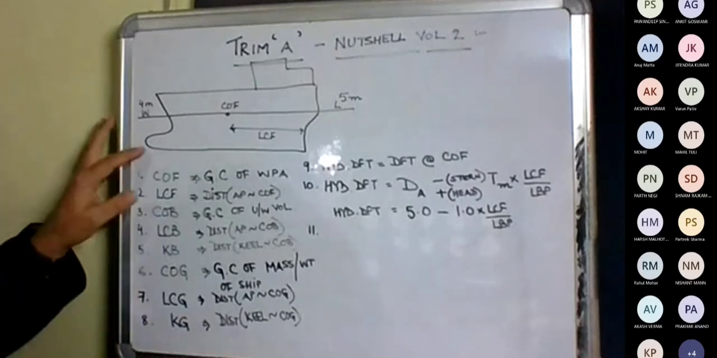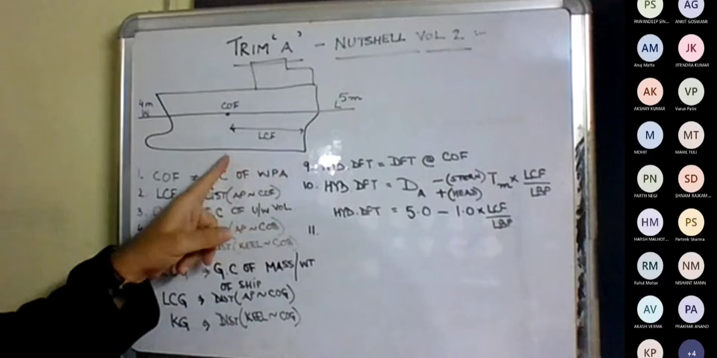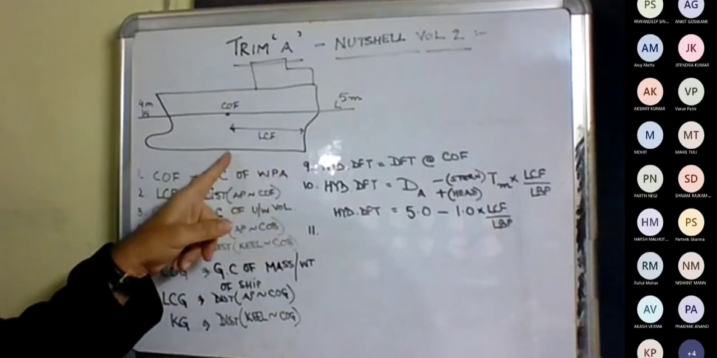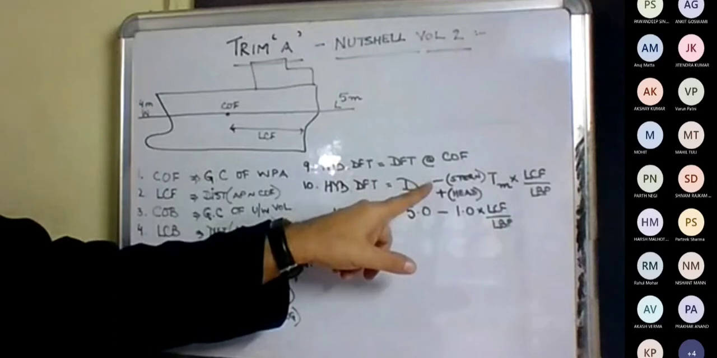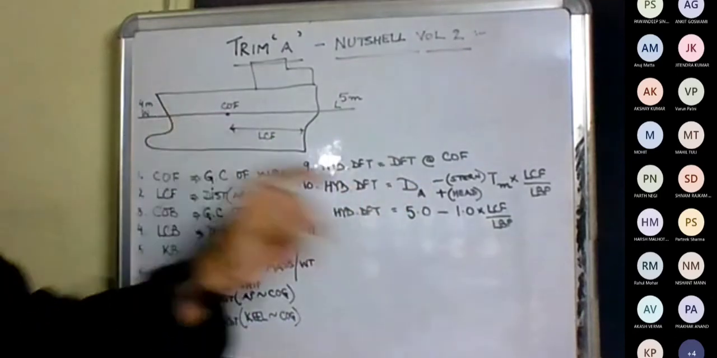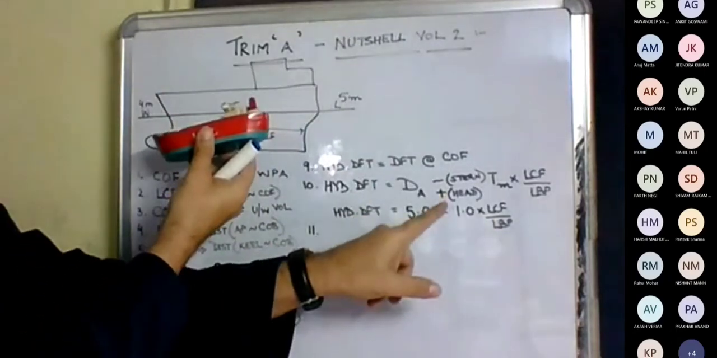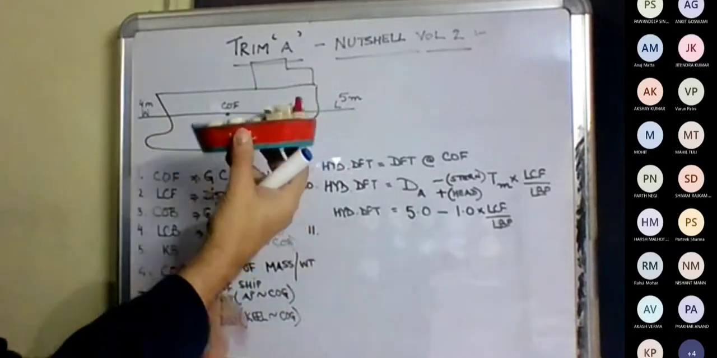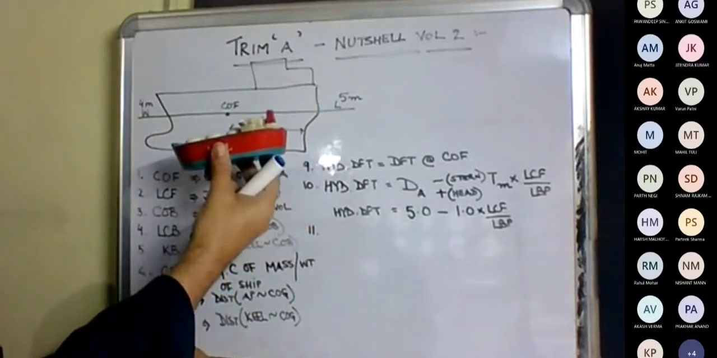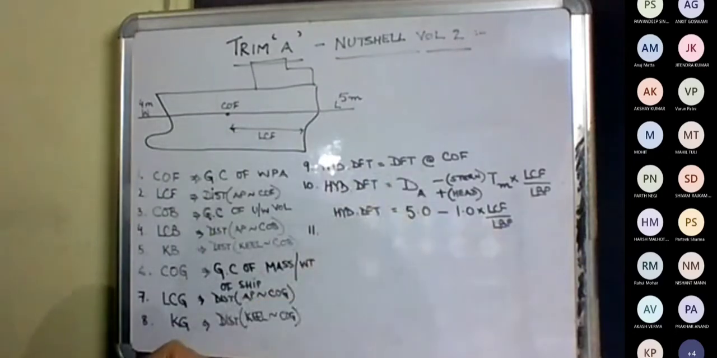Because if my forward draft is 4 and aft is 5, the draft over here will definitely be less than 5. So it is minus, because I've got a stern trim. If my vessel was down by head, then it would have been 5 plus, because my draft over here would have been more than 5. Okay, sir. That's why.